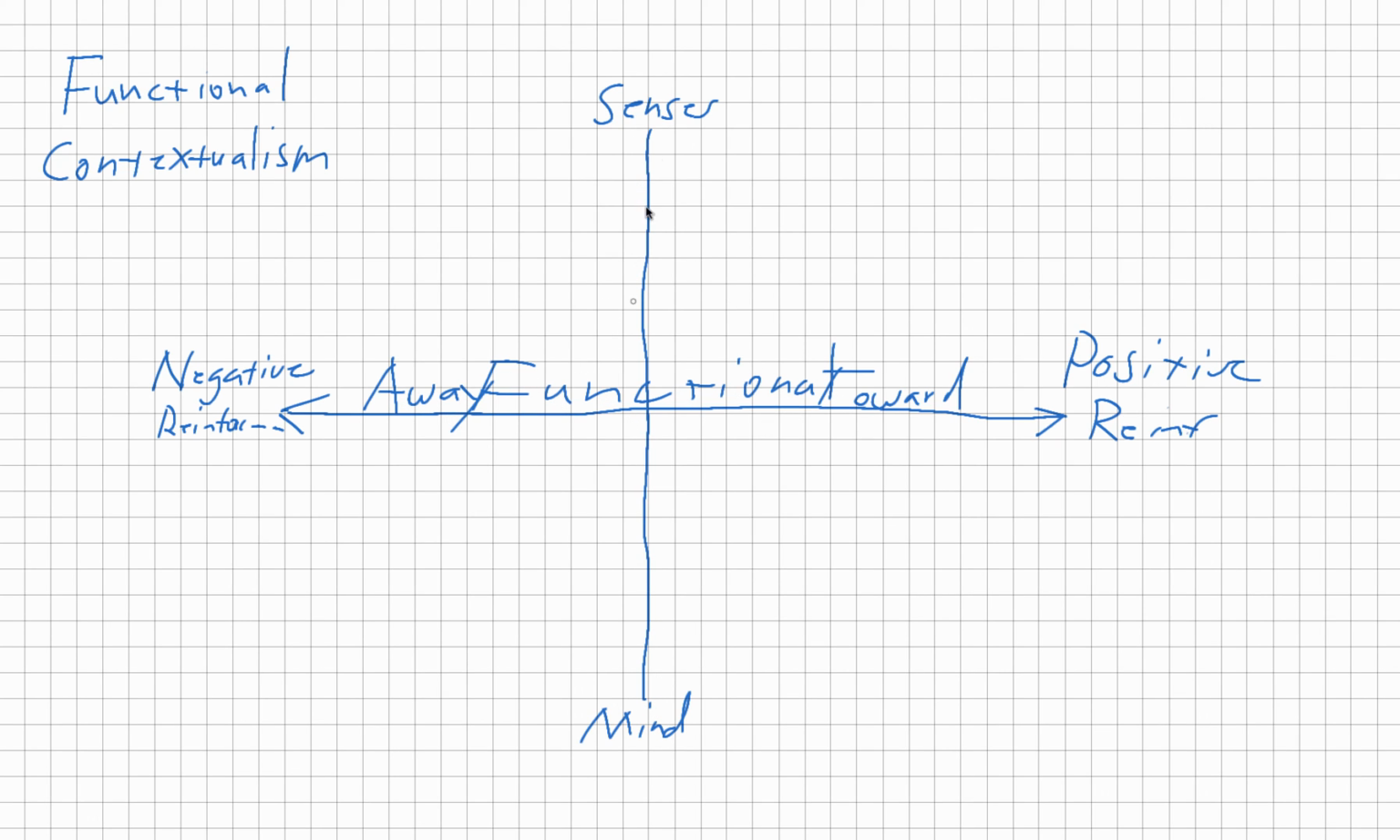And that's what this line represents, that external to internal, and of course it mixes up here in the middle. This is the contextual line. So functional contextualism. There we go. So I told you already knew it. You just hadn't seen it before.